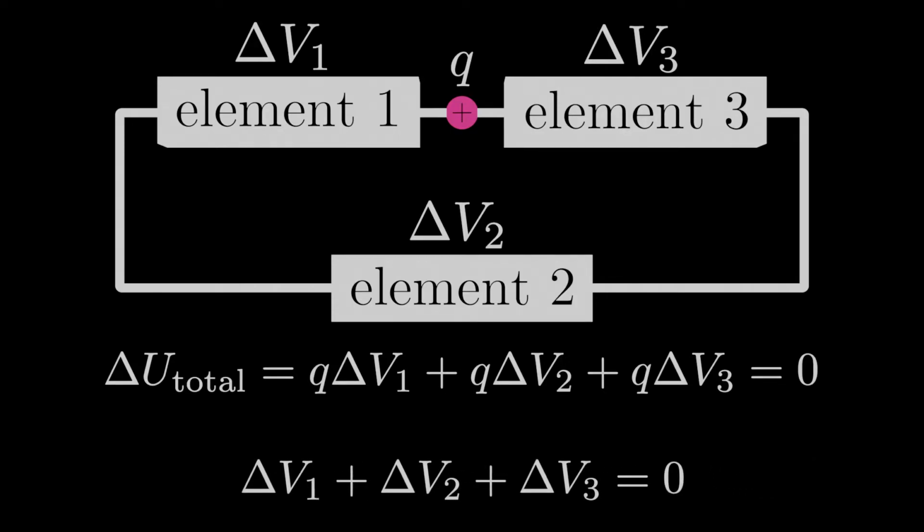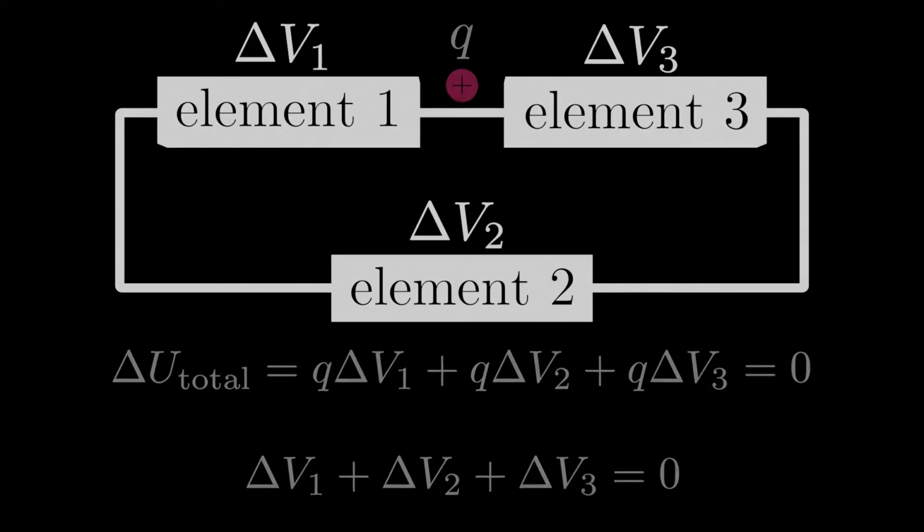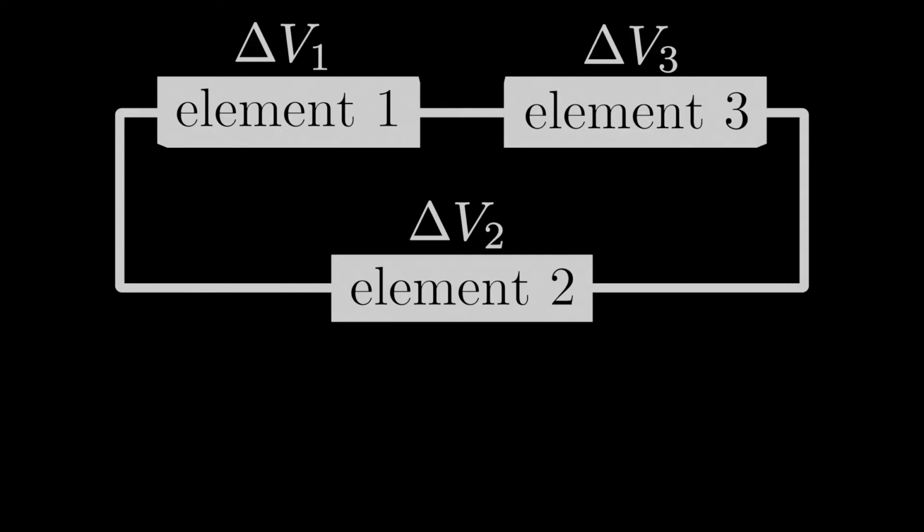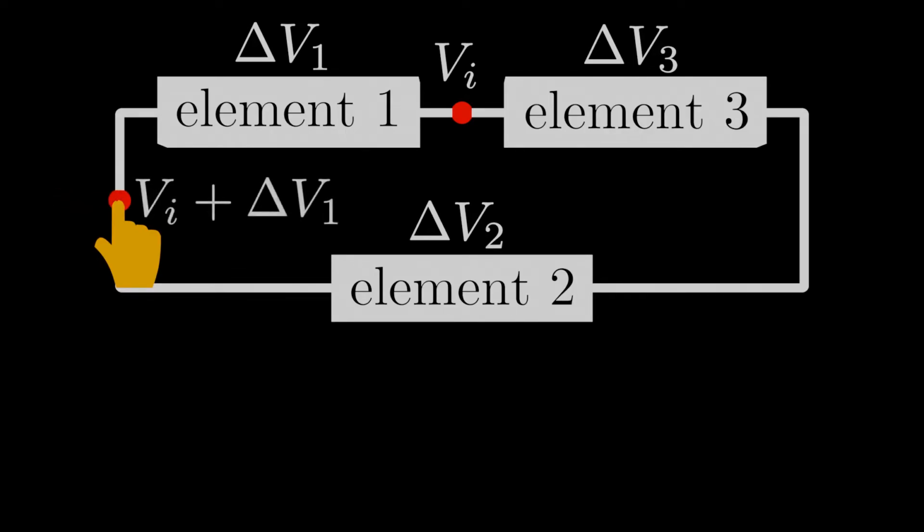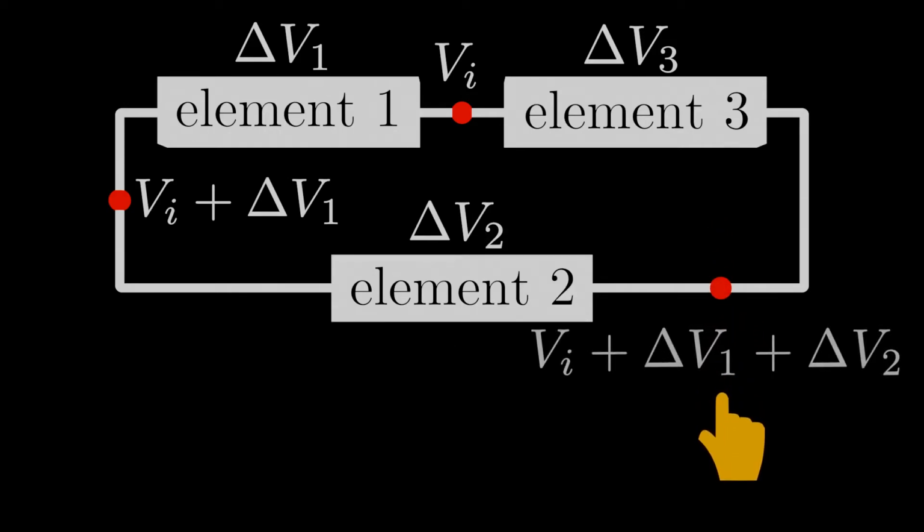That's one logical argument, but if that's not enough for you, let's examine another. We don't even need imaginary charges floating around for this next one. The electric potential at this point in the loop, we can call it something, so why don't we just call it V sub I for initial. Then what's the electric potential at this point here? Well, it's just V sub I, the potential we started out with, plus the change in potential across the first element. How about the electric potential at this point here? It's just the previous electric potential, plus the change in potential across element 2.